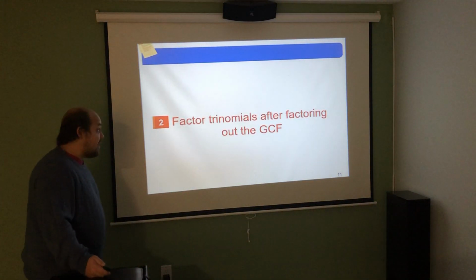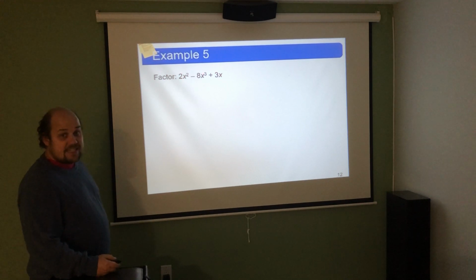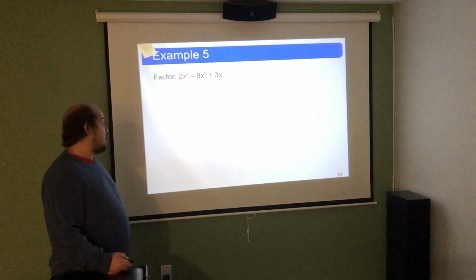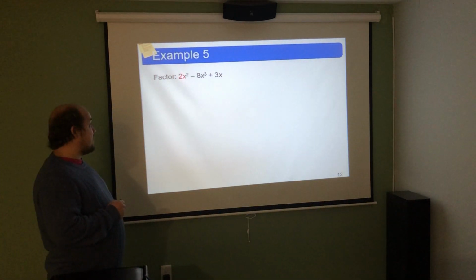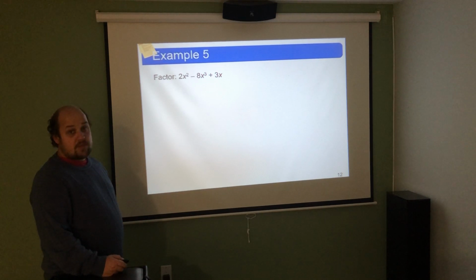So sometimes we'll have to factor trinomials after factoring out the greatest common factor. For instance here, 2x squared minus 8x cubed plus 3x. In this case, I can take an x out of everything. So I can take an x out of this x squared term, I can take an x out of this x cubed term, I can take an x out of this 3x term.